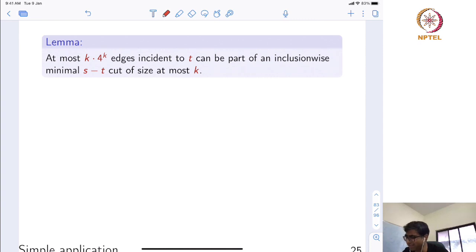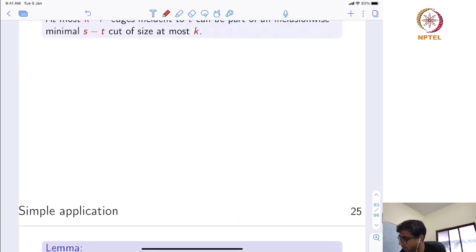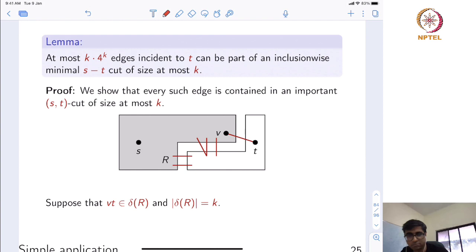Okay, and there are some other simple applications of important cuts which I will not talk about, but you can look into these slides. I will just leave it there because they are very useful and very good. For example, you can show that you fix a node t and look at the number of edges which are incident to t. You can ask how many edges are part of a minimal st cut of size at most k incident to t. You can show that that is also some function of k, in fact k into 4 to the power k, again using an application of important cuts, but I will leave that there.